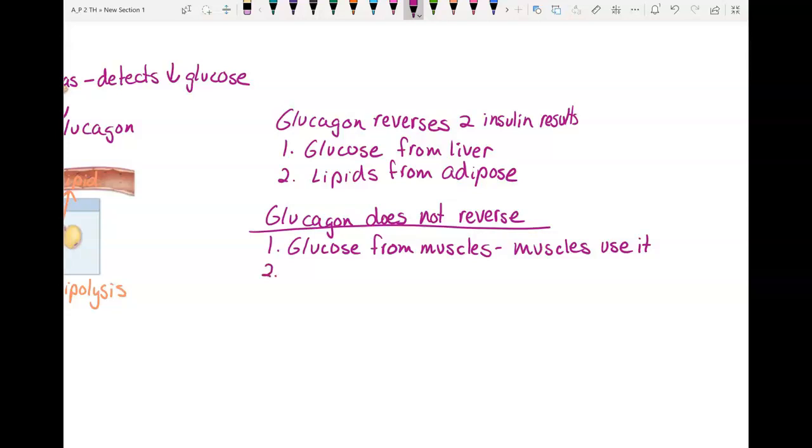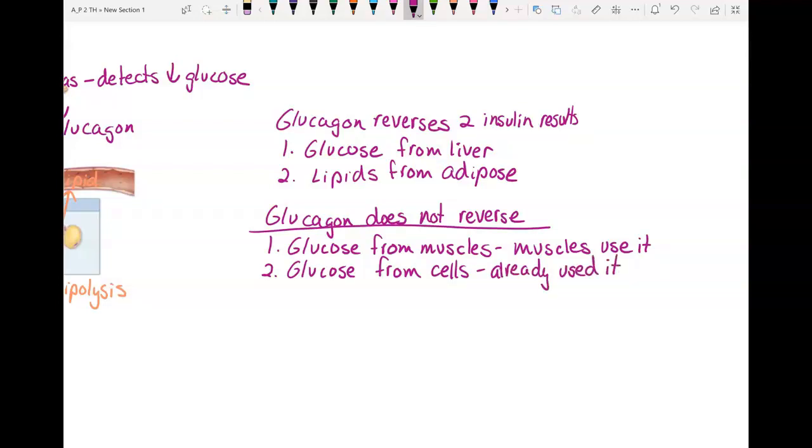We also don't get glucose back from cells. Remember with insulin, insulin causes cells to use the glucose to make ATP. So the cells have already used it. They can't give it back. They don't have it anymore. It's like giving somebody $10 and they run out and spend it right away. Then you ask for your $10 back. They don't have it. They spent it. So they already used it.